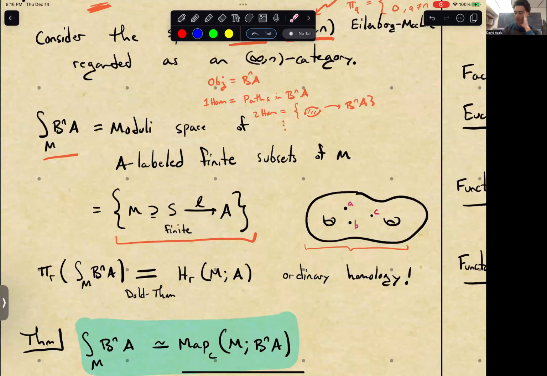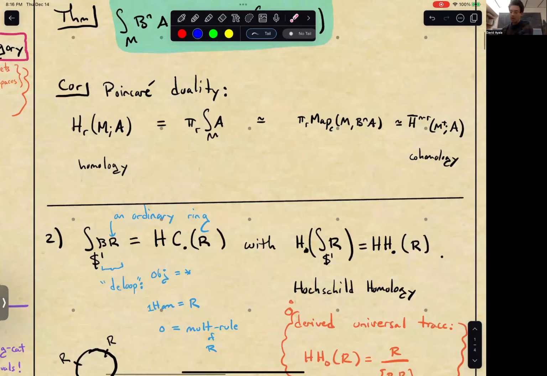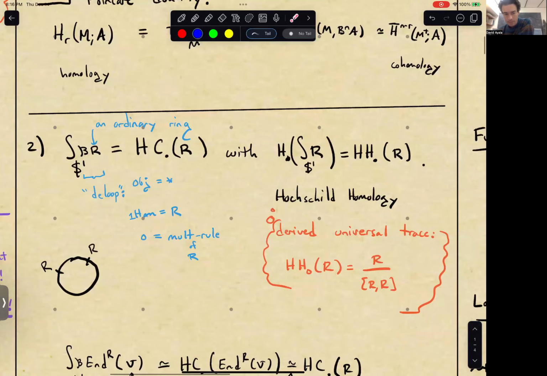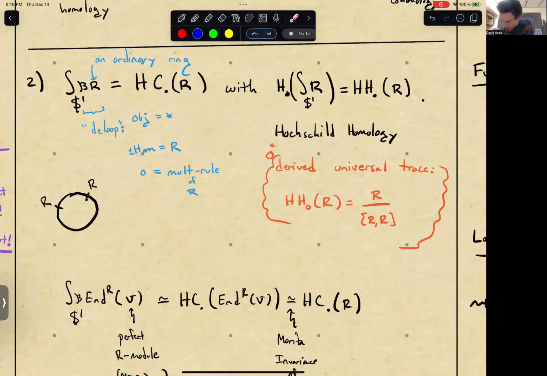Anyway, here's another computation, which is that the factorization homology over the circle is Hochschild homology. And maybe I'll just leave this short, unless there are questions. I'll use it though to mention a structure.